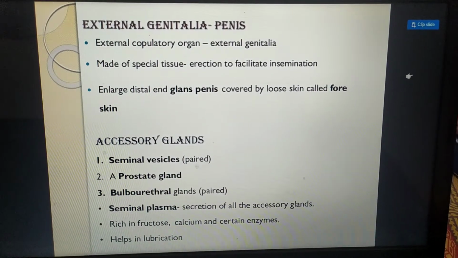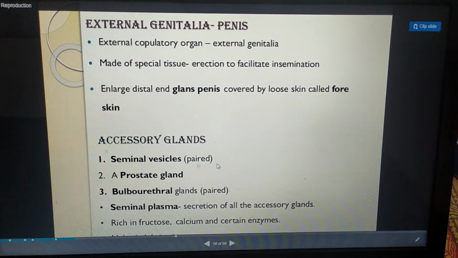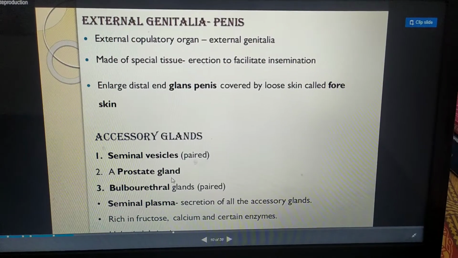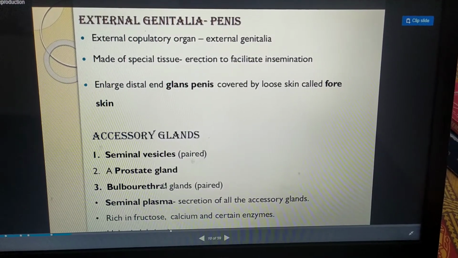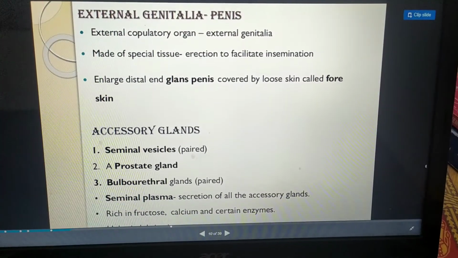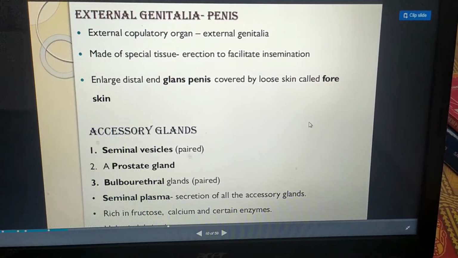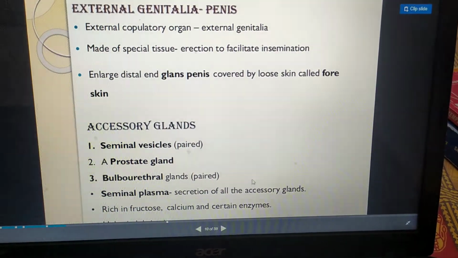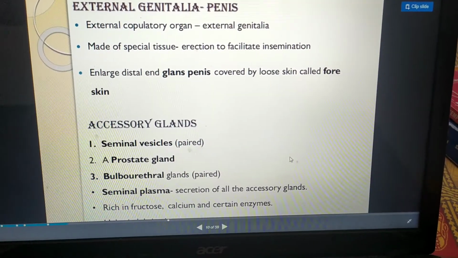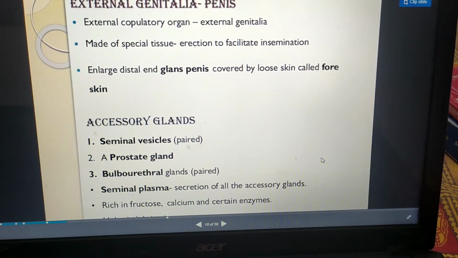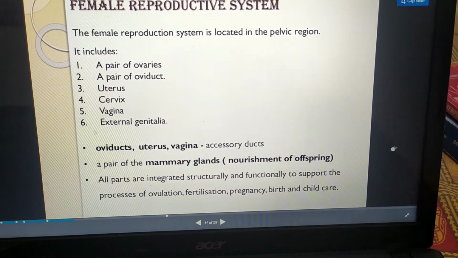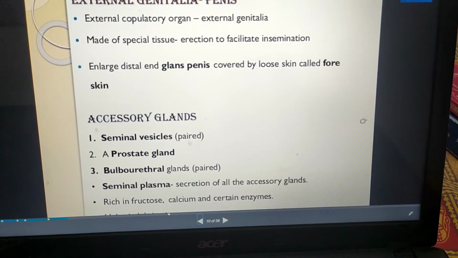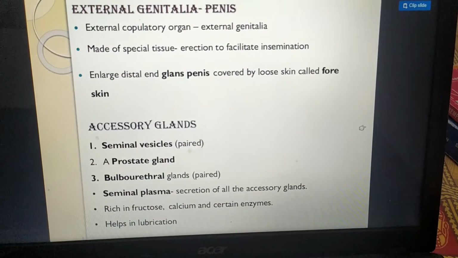Now which are the accessory glands that are present? This includes the seminal vesicles, which are paired, that is, they are 2 in number, the prostate gland, and third, the bulbourethral glands, which are again paired. Now seminal plasma. What is seminal plasma? That is the secretion of all the accessory glands. All these glands contribute to the secretion of the seminal plasma, which is rich in fructose, calcium and certain enzymes. So here we end the male reproductive system.